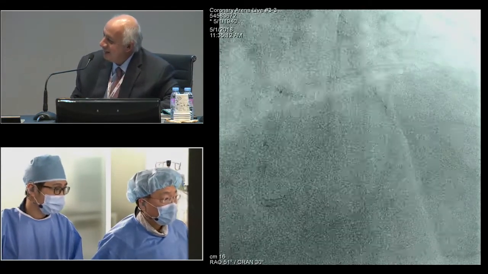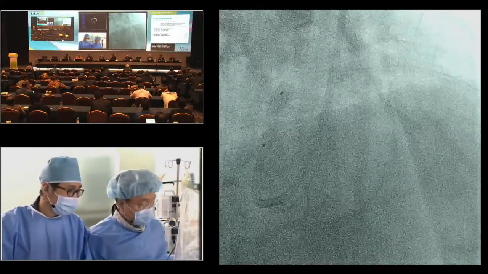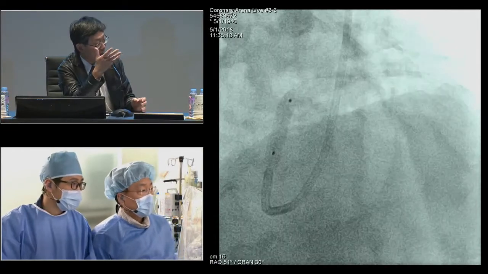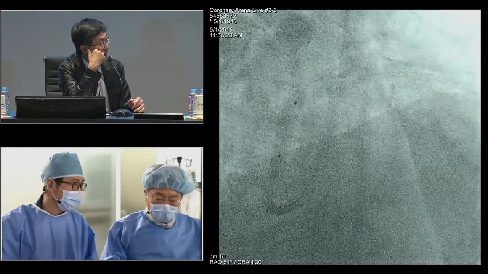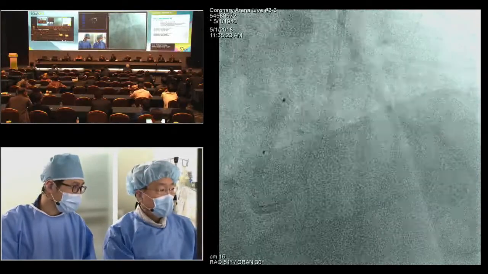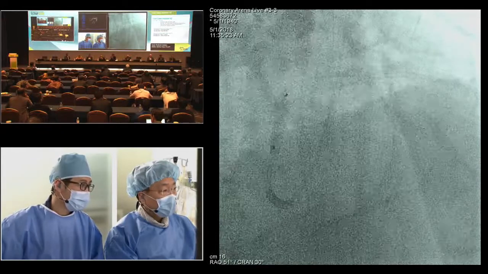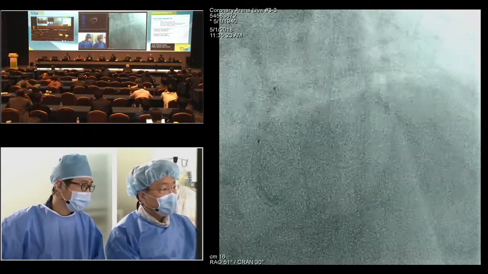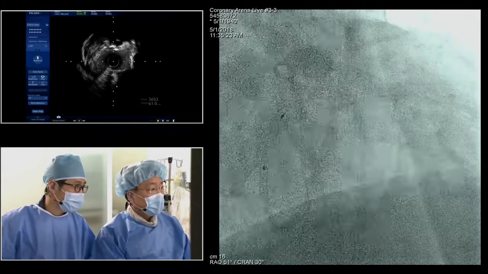Dr. Tsang is an expert of OCT. Maybe he can make a comment regarding IVUS versus OCT for detection of calcium. Okay. Dr. Tsang? Okay, as you mentioned, the diagonal branch is gone.